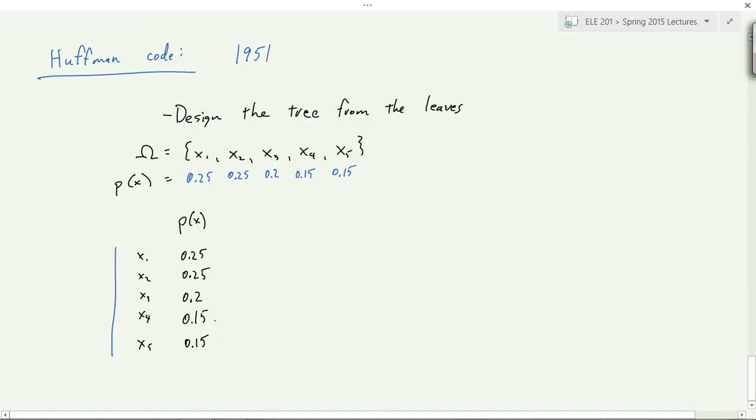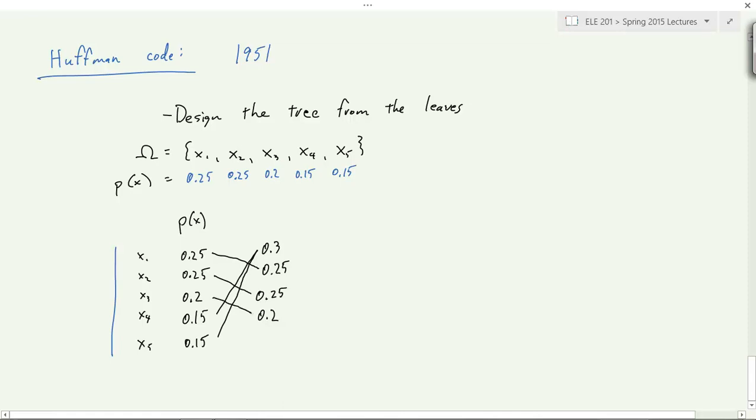So these 2 are the least likely. When I merge them, I'm going to add their probabilities. It'll be 0.3. And I'm going to write the new list. It'll have only 4 items, sorted. So notice once I get 0.3, it's bigger than 0.2. I'm going to do this all in one step. 0.15 and 0.15 become 0.3, and that becomes the most likely thing. And then everything else moves down, just by sorting. And that's all I do.